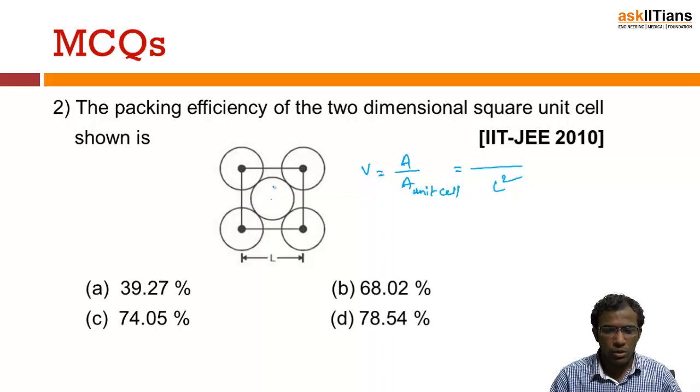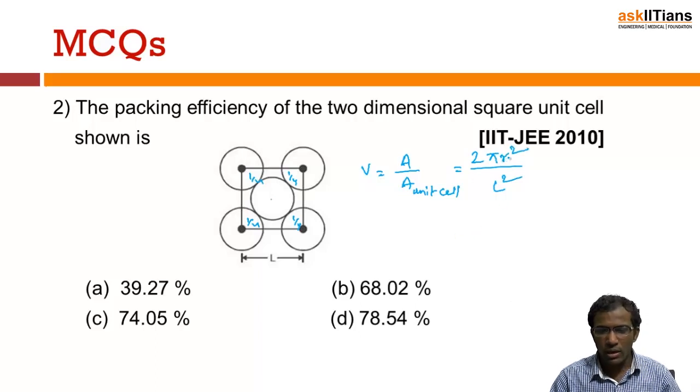The area of the particles present inside: here this is one particle and there are 1/4, 1/4, 1/4, 1/4. If you add these 4 quarters, you get 1, plus 1, that is 2. So 2 circles actually belong to this square, and each one has area pi r square.